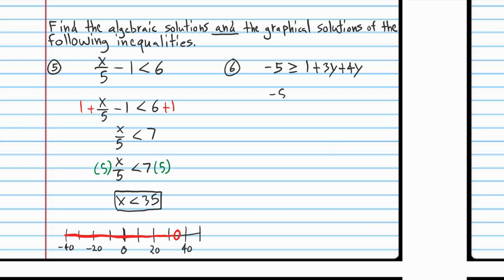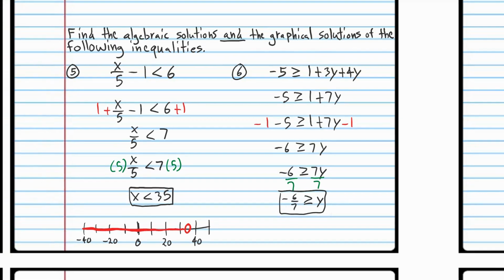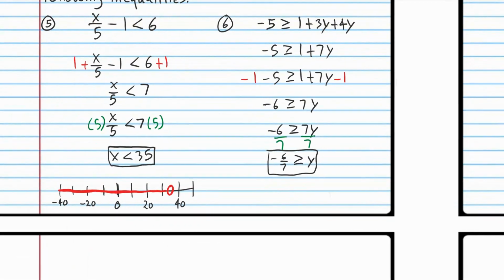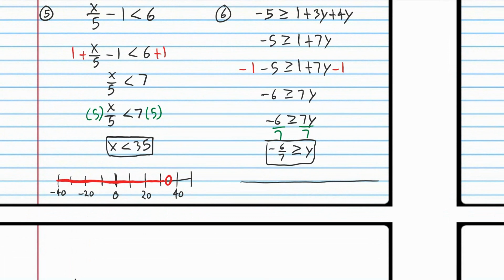Our first step is to simplify. Now we're going to perform an operation on both sides of the equation, so we have to rewrite that equation. And again, we're going to perform an operation on both sides of the equation, so we have to rewrite. And we have y is less than or equal to negative 6/7. So that's the algebraic solution. So now we have to do the graphical solution.